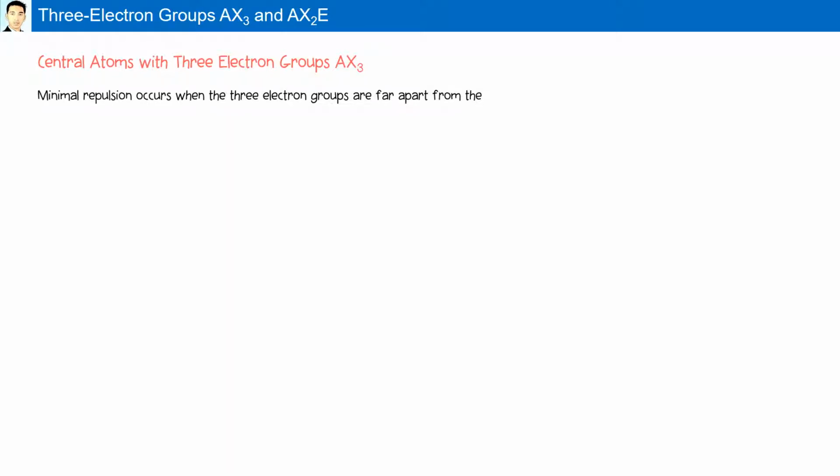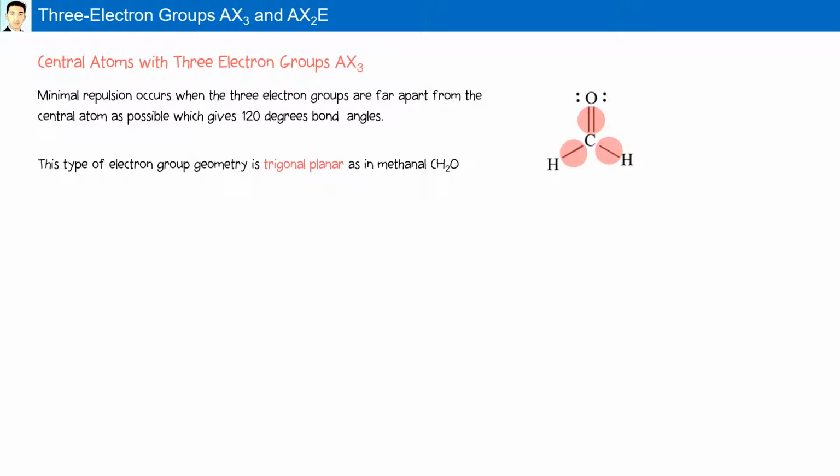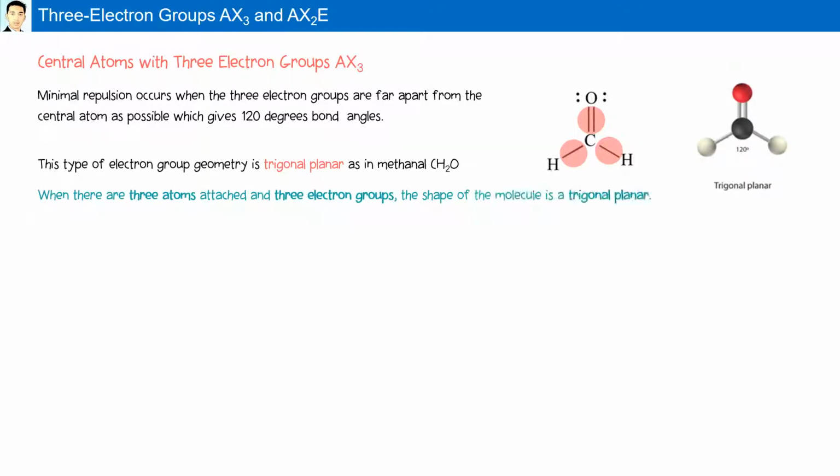Three electron groups. Central atoms with three electron groups, AX3. Minimal repulsion occurs when the three electron groups are as far apart from each other around the central atom as possible, which gives 120-degree bond angles. Here we see the three electron groups arranged around the central carbon atom. This type of electron group geometry is trigonal planar, as in methanal, CH2O. When there are three atoms attached and three electron groups, the shape of the molecule is trigonal planar.